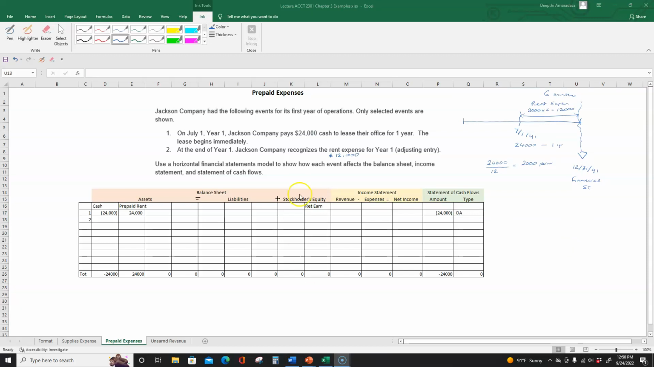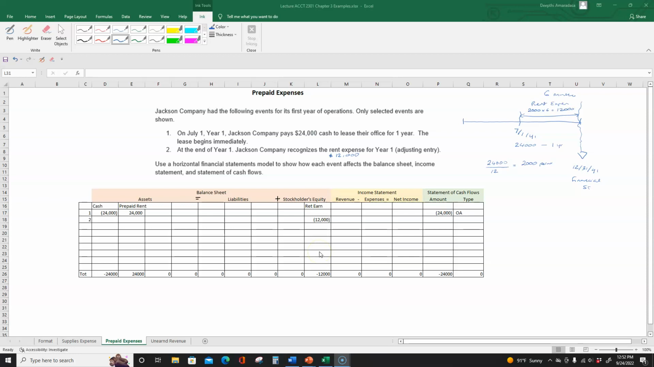Now let's look at the second item. The second item is our adjusting entry or end of period adjustment. We're going to recognize rent expense. We have rent expense of $12,000. So how does it affect the balance sheet? We know that expenses has the effect of decreasing retained earnings. Retained earnings is a stockholder equity item, and we're going to show that retained earnings decreased by $12,000 as a result of this increase in expense.